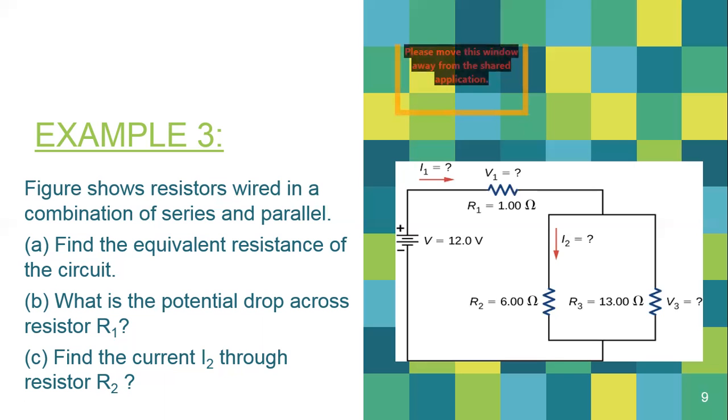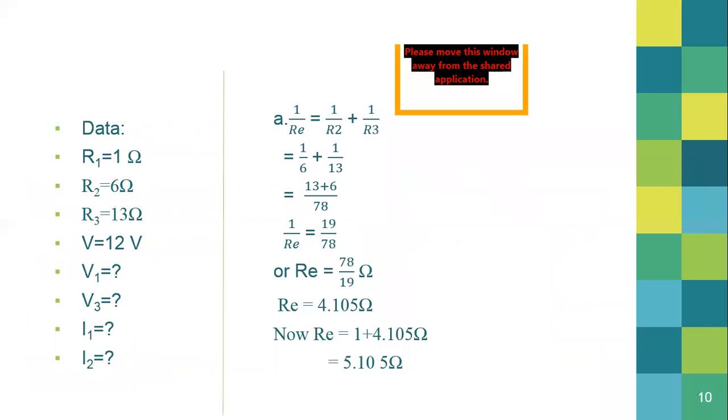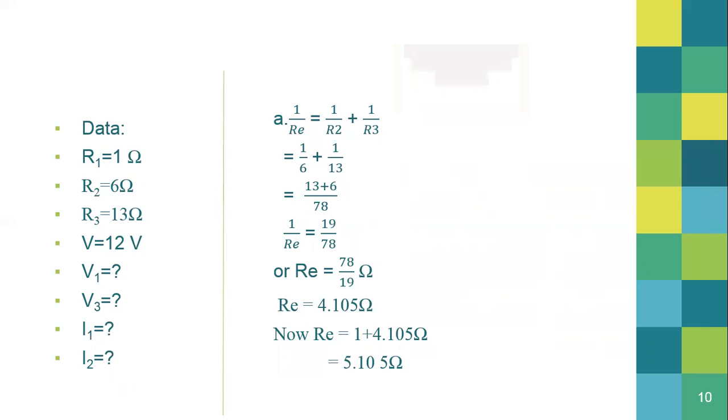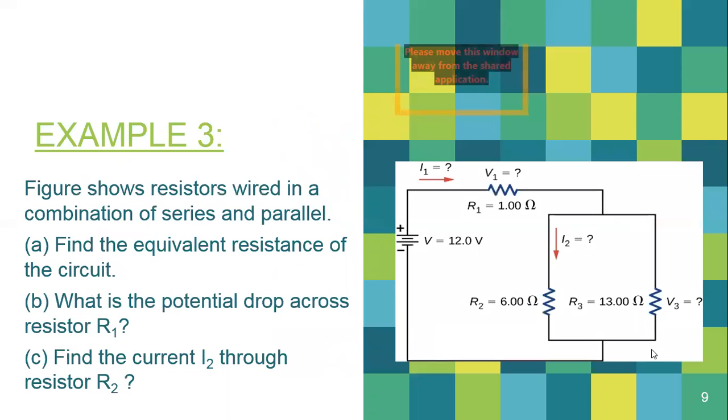Okay, now let's see how we can do it. First, extract the data. R1 is 1 ohm, R2 is 6 ohm, R3 is 13 ohm, given in the diagram. Voltage of the battery is 12 volt and you have to find V1, V3, I1, I2. Okay. For finding the total resistance, first use the parallel circuit, R2 and R3. First find the total resistance of these two. These two are connected in parallel, so use 6 and 13.